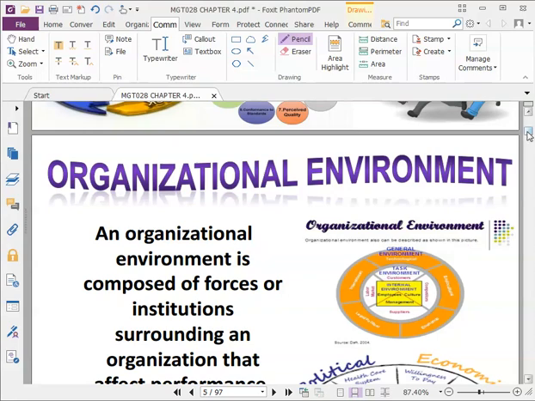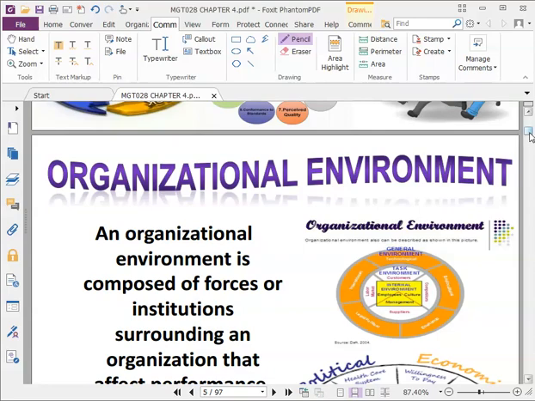Untuk chapter number 4 ni, kita akan belajar. The first one is decision making. The second is communication. The third one, we will look at quality. Lagi apa? Okay, nampak tak yang saya sharekan tu? Okay, nampak. Very good.